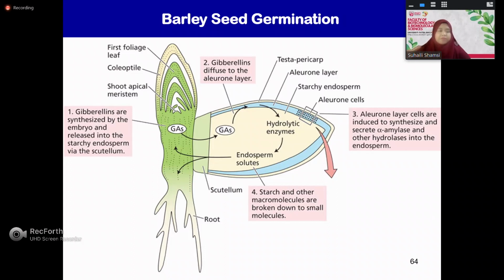So in the industry itself, they can also supply exogenous gibberellic acid. So this exogenous gibberellic acid will then increase the rate of germination.